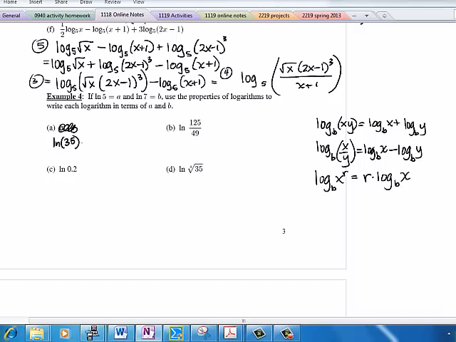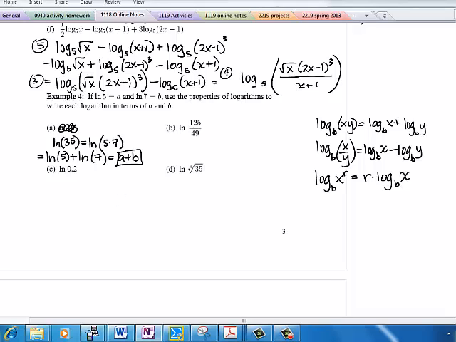So 35 is the product of 5 and 7. For emphasis, we could rewrite that, and that would be the same as the natural log of 5 plus the natural log of 7, and that would be a plus b. So the natural log of 35 would be, in terms of a and b, just a plus b. So there shouldn't be any natural logs left in your answer here.